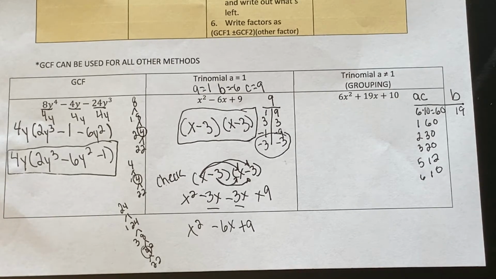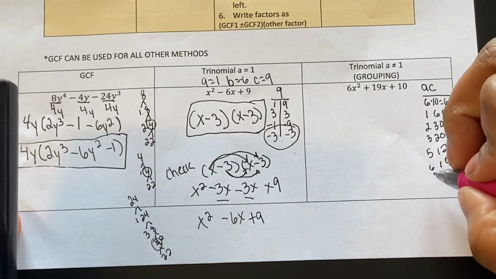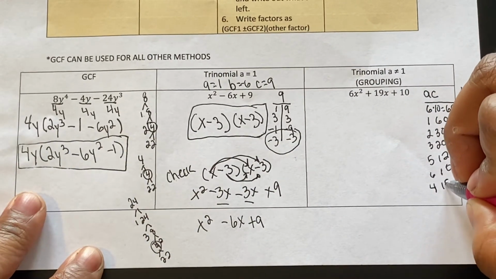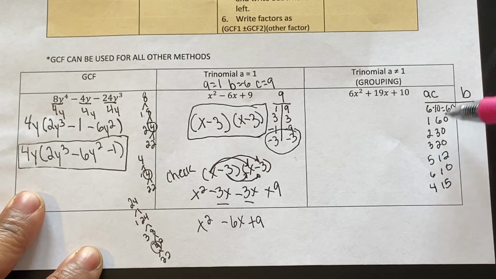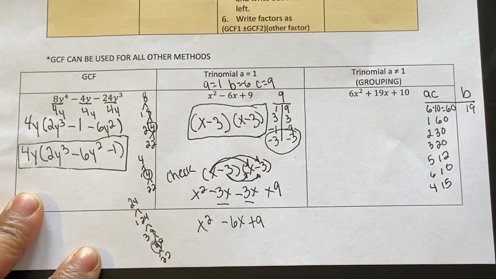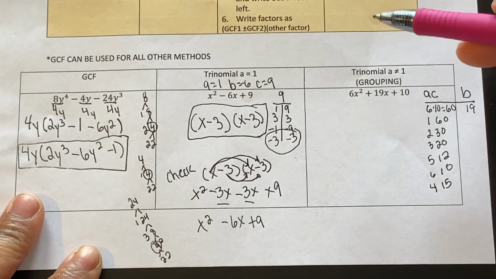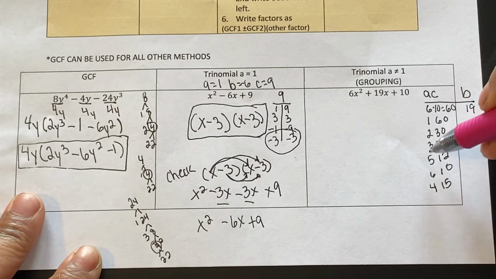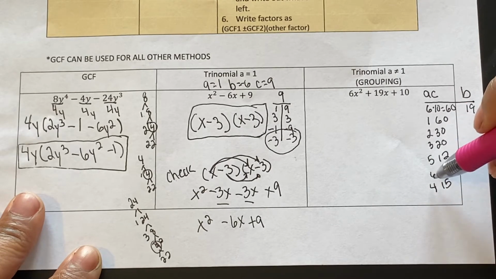What else? 4 and 15. And I believe the list goes on. Use your calculator if you need to. But for sake of time, I'm not going to keep on going. We can also say negative 1 and negative 60, negative 2 and negative 30, negative 3 and negative 20, negative 5 and negative 12, negative 6 and negative 10, and negative 4 and negative 15.